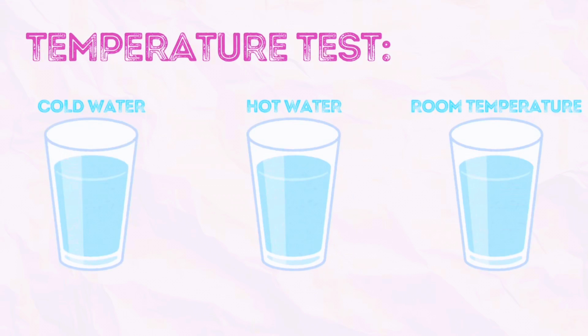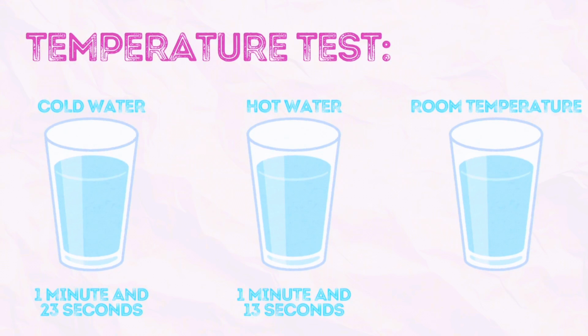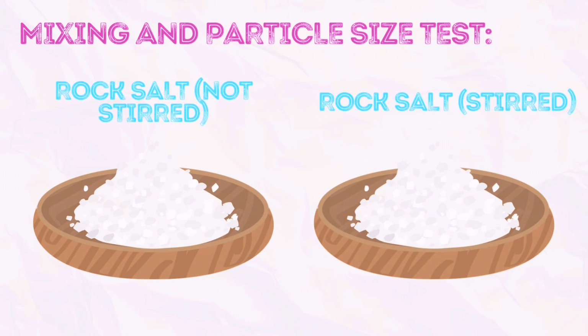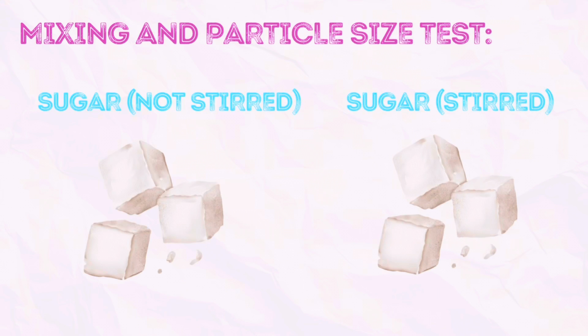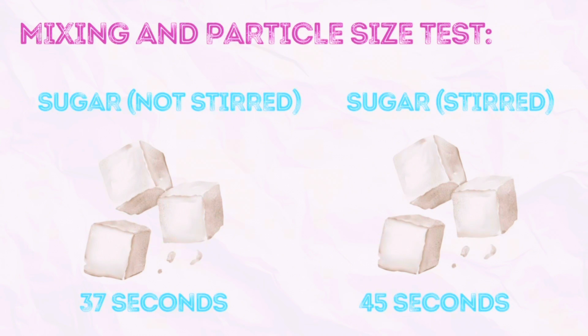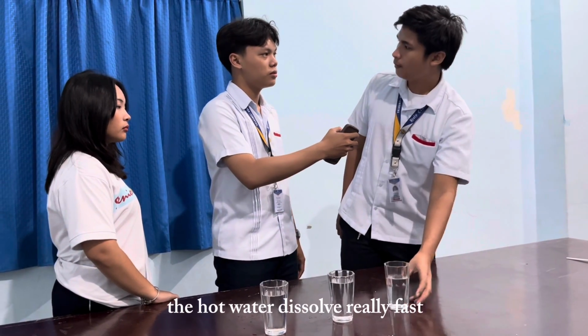The results for the temperature test are: for cold water, it's 1 minute and 23 seconds, while for hot water, it's 1 minute and 13 seconds. And lastly, for room temperature water, it's 32 seconds. And for the mixing and particle size test, rock salt, not stirred, 46 seconds. And for the stirred one, it has 34 seconds. Now for the sugar, the not stirred sugar has 37 seconds, while the stirred sugar has 45 seconds. The hot water dissolves really fast.